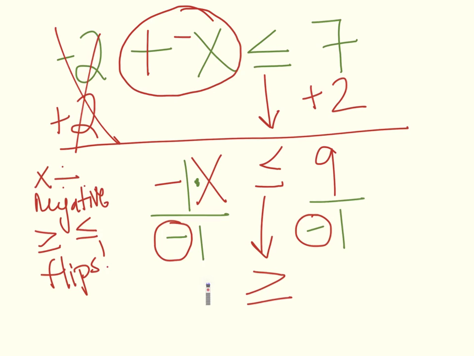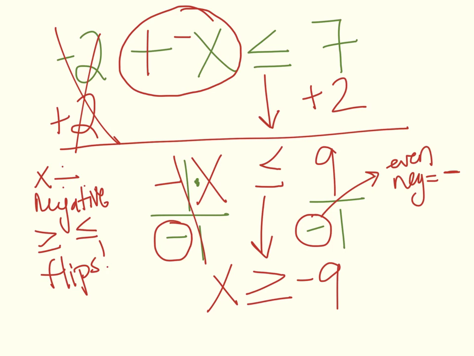Okay, back to our example. Negative 1 divided by negative 1 is just 1, but I'm going to write x. And my inequality switches from less than or equal to greater than or equal to. Negative divided into a positive is still negative, so the answer is going to be negative. So 1 goes into 9 times. So it's negative 9.